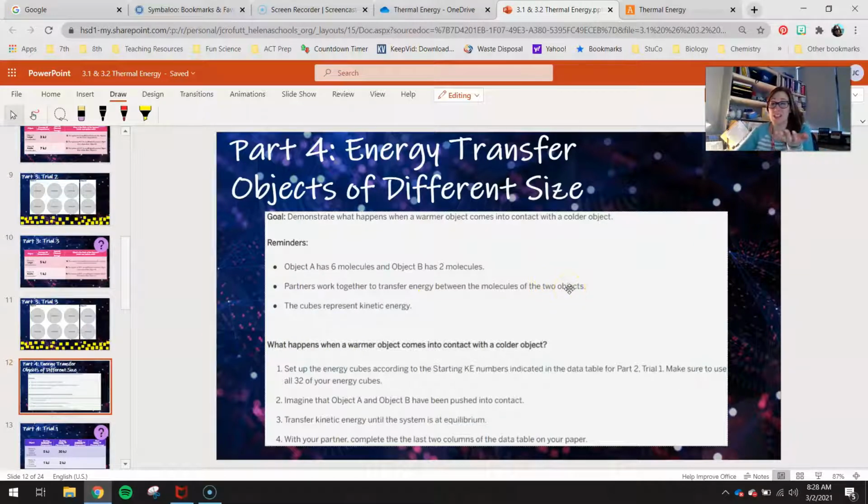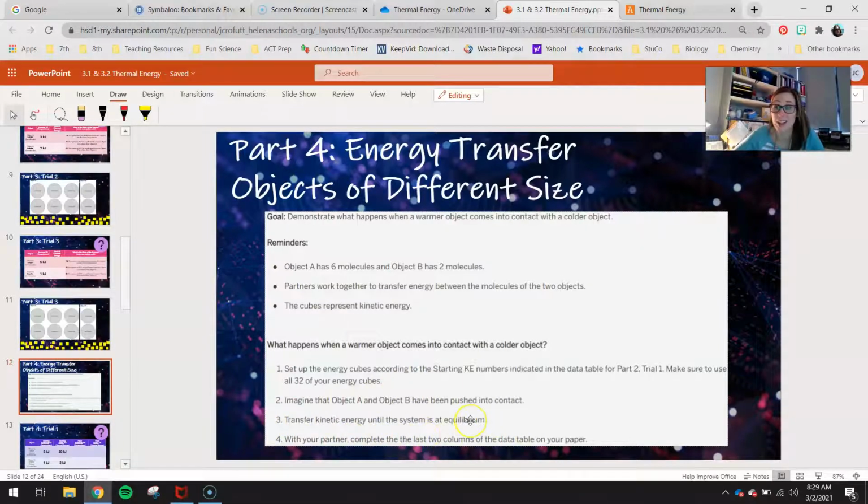So again, you can think of it this way. If you have an ice cube sitting on your hand, your hand is the warmer object, your ice cube is the colder object. So when we set them in, what happens? Which way does the energy transfer there? Okay, so set up your energy cubes according to the starting kinetic energy numbers indicated in the data table for part two, trial one. Make sure to use all 32 of your energy cubes. Imagine that object A and object B have been pushed into contact, and then go ahead and transfer your kinetic energy until the system is at equilibrium.